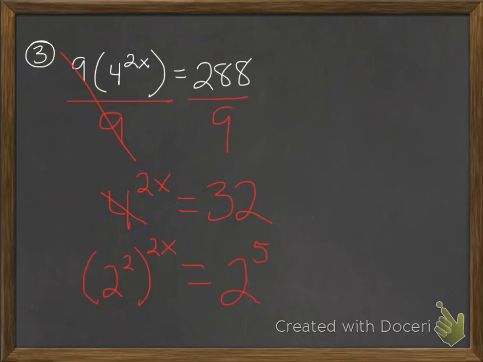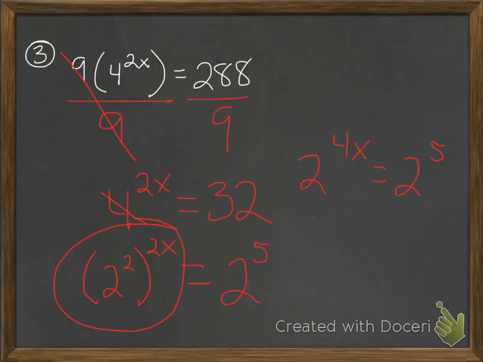So now, over here on my left side of the equal sign, I have a power of a power, and that's what we learned in the last video. If I have 2 raised to the 2 to the x exponent, that actually means that I have 2 to the 4x is equal to 2 to the 5th.